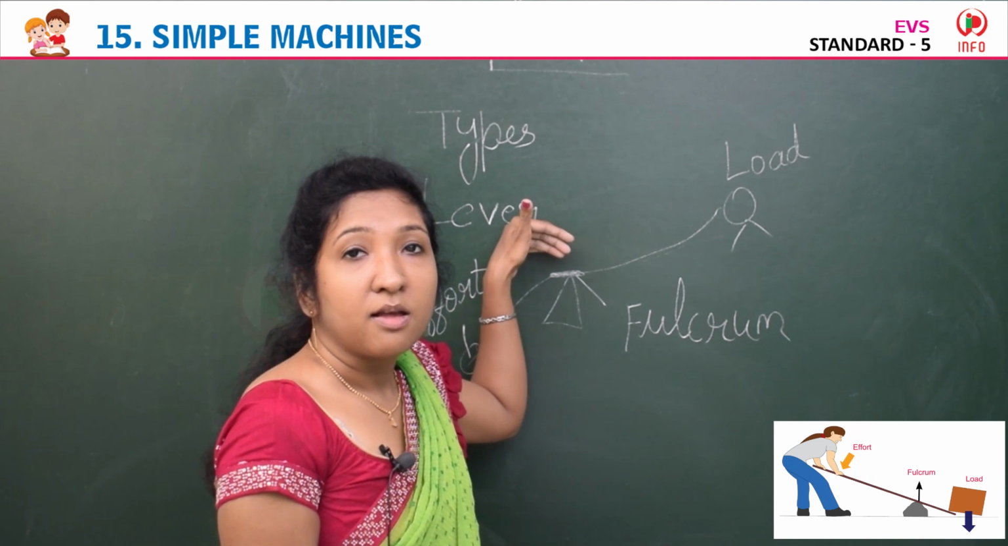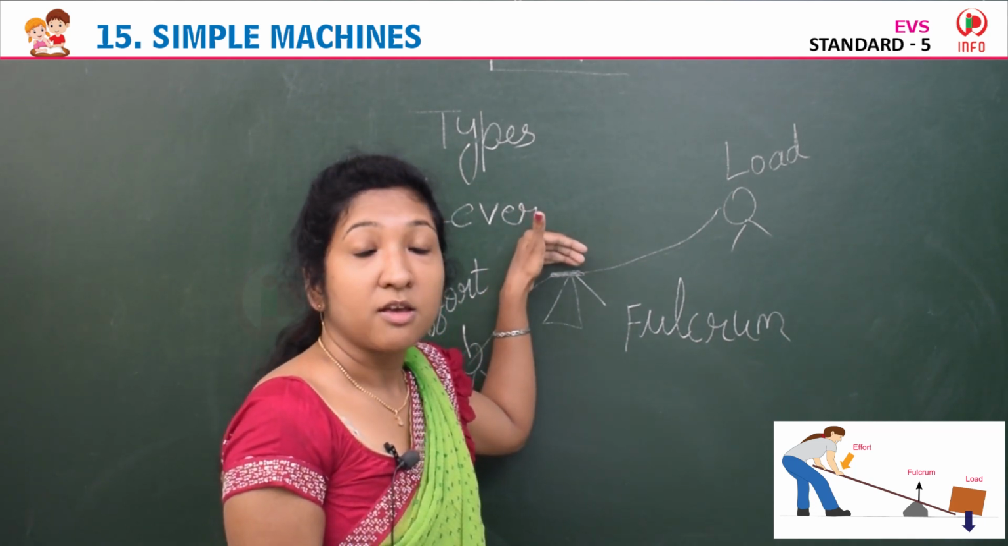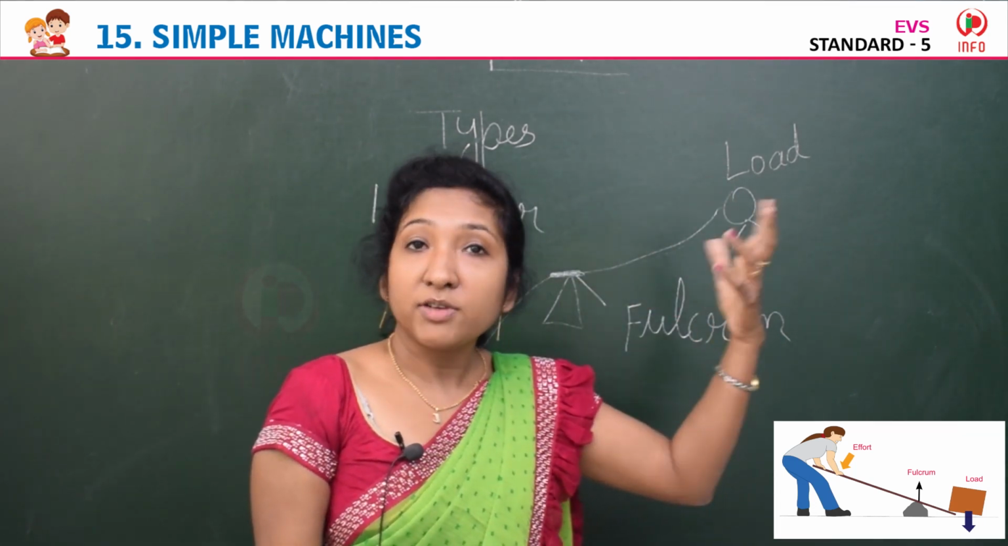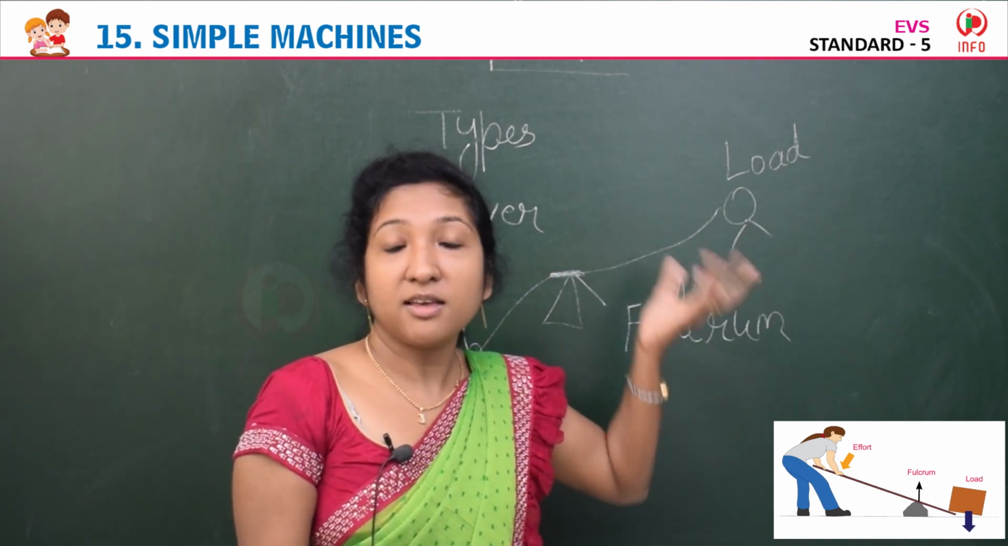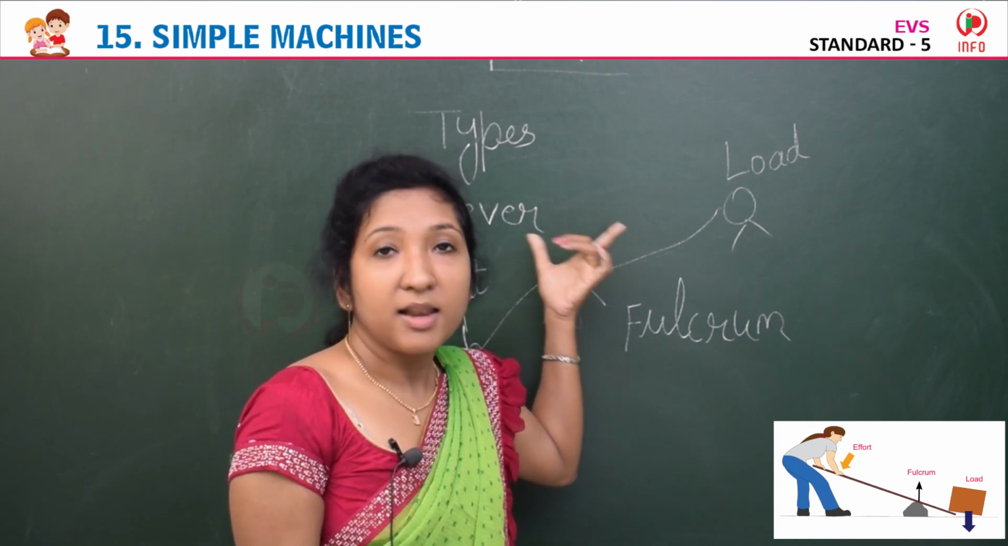So, this is the functioning of the simple machine lever. Lever is a simple machine which we use to lift heavy objects, or to make our work easier. We use the simple machine lever.